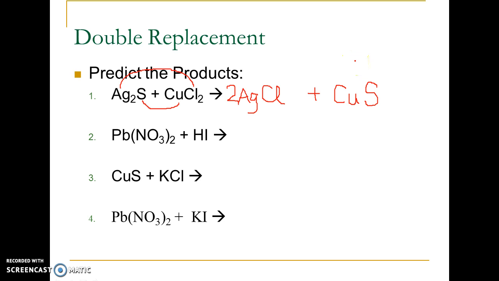Now let's decide if we are producing a solid here. I need to look at my solubility rules. I'm going to look at my solubility rules on page 6, and I'm going to find anywhere where it says something about chlorine.